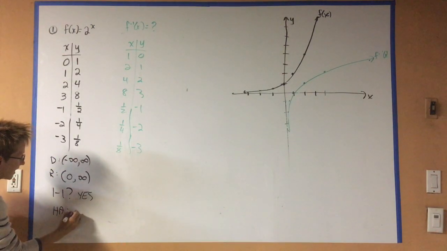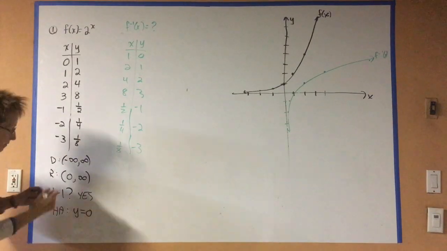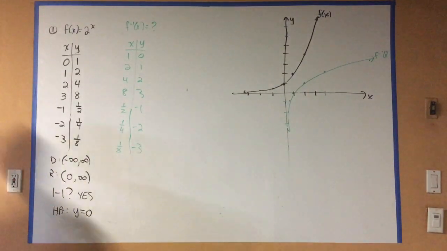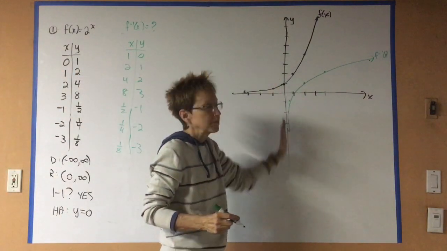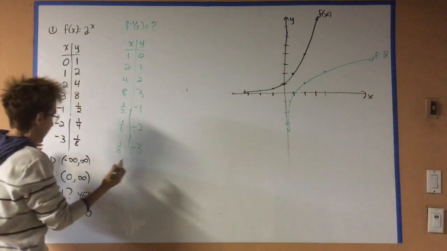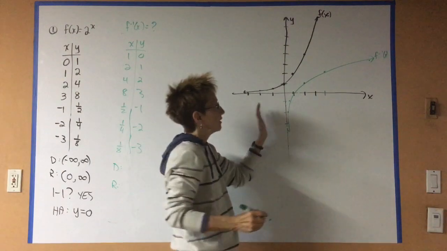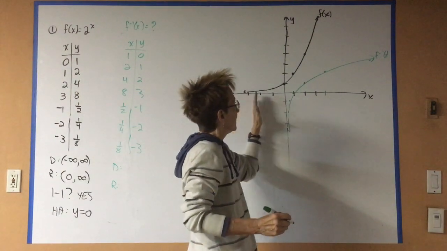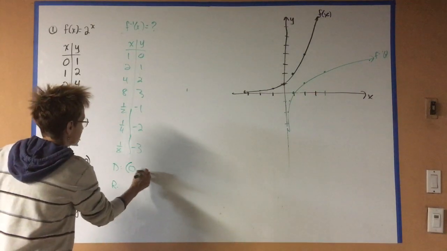This one had an HA of y equals 0, right? So this one looks like it's going to have a vertical asymptote of x equals 0. It's never going to quite touch the y-axis. And in fact, let's see, domain, range. So domain of the green, the inverse function, 0 to infinity, not including the 0. So parentheses 0 to infinity.